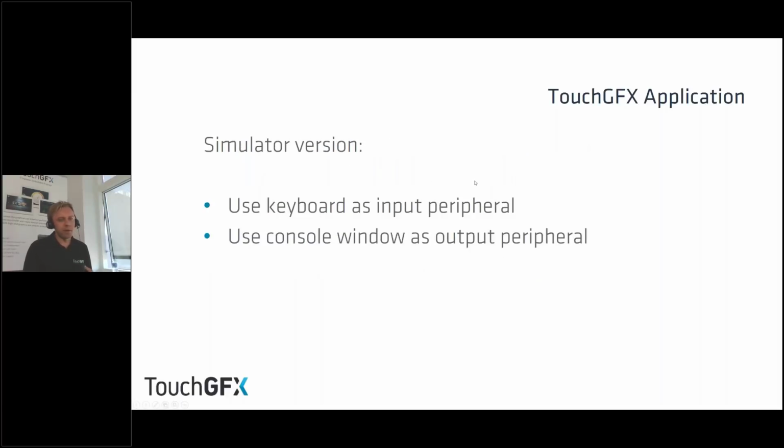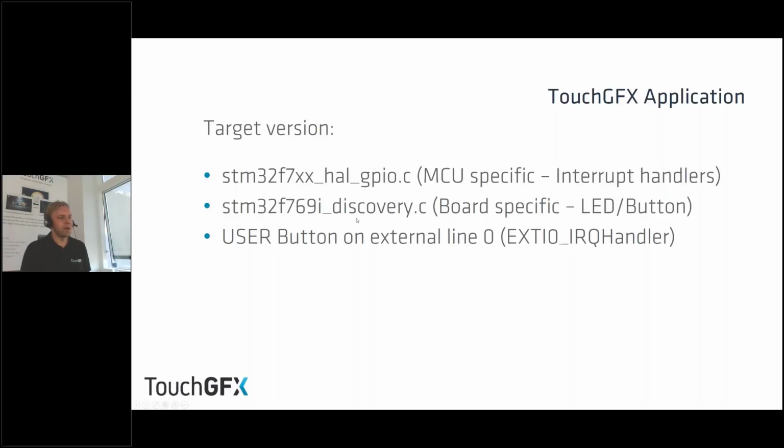Okay, so we'll start off by creating a simulator version. The peripherals we'll be using here: we'll be using the keyboard as the input peripheral, as the button. We'll use the console window as an output peripheral just to see that we can turn on and off an LED. For the target version, just to show you, we'll be using some of the STM32Cube files here. We'll be using the GPIO C file, which is MCU specific, and it relates to interrupt handlers, among other things. And then the discovery.c file, which is board specific and allows us to set up and interact with the LED and the user button. The user button is connected to one of the external interrupt lines, line 0, and we'll be defining an interrupt handler for this purpose.